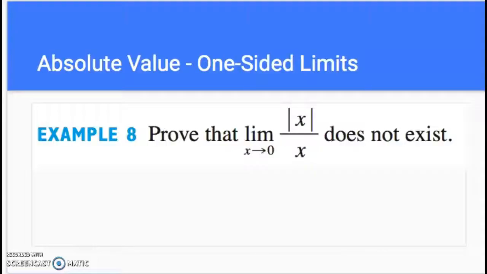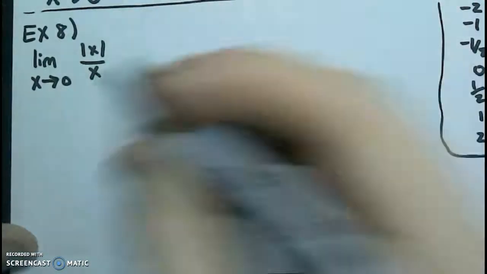Example 8, prove that the limit as x approaches 0 of absolute value x divided by x does not exist. We're going to do this using one-sided limits. Let's start with our left-sided limit.